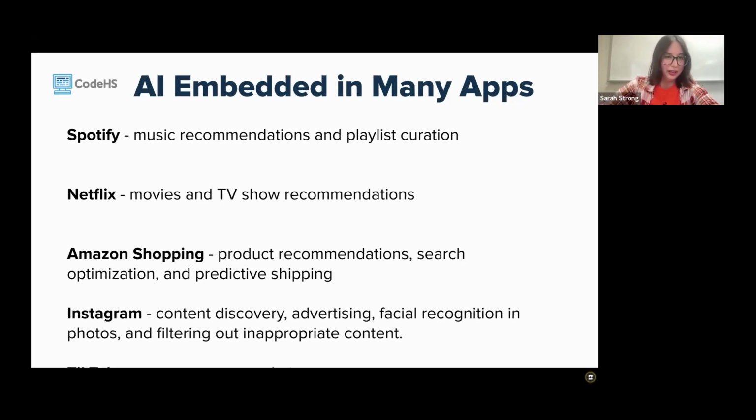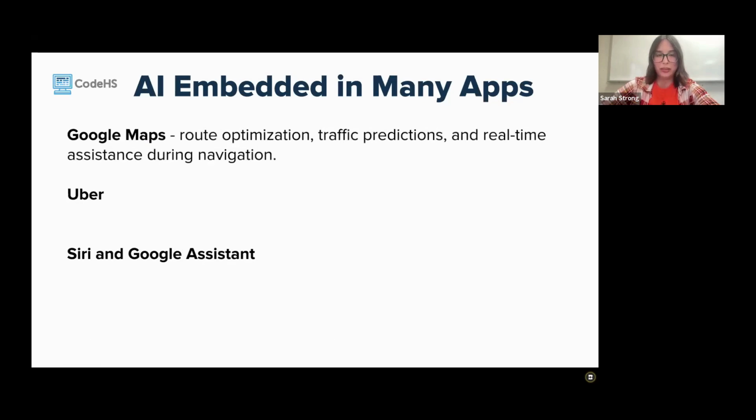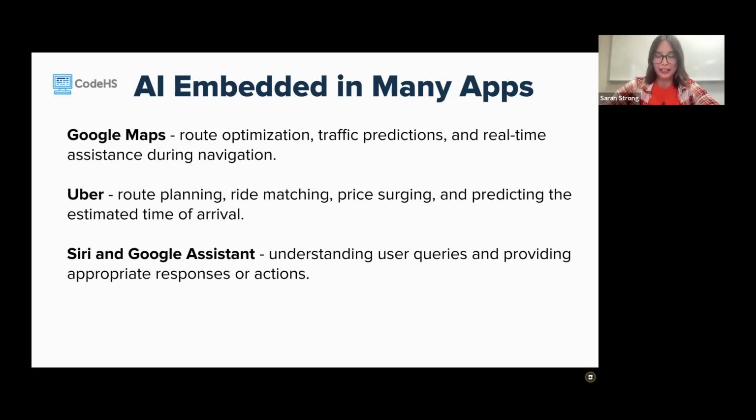Here are some other apps. Google Maps, so route optimization, traffic predictions, all of this uses AI. It uses data that it collects from users who use the app. Uber, same idea for all that route planning, also price surging and predicting the time when you arrive. And for voice assistance software, as it listens to more voices and tries to figure out what you're saying, it gets better at doing that.